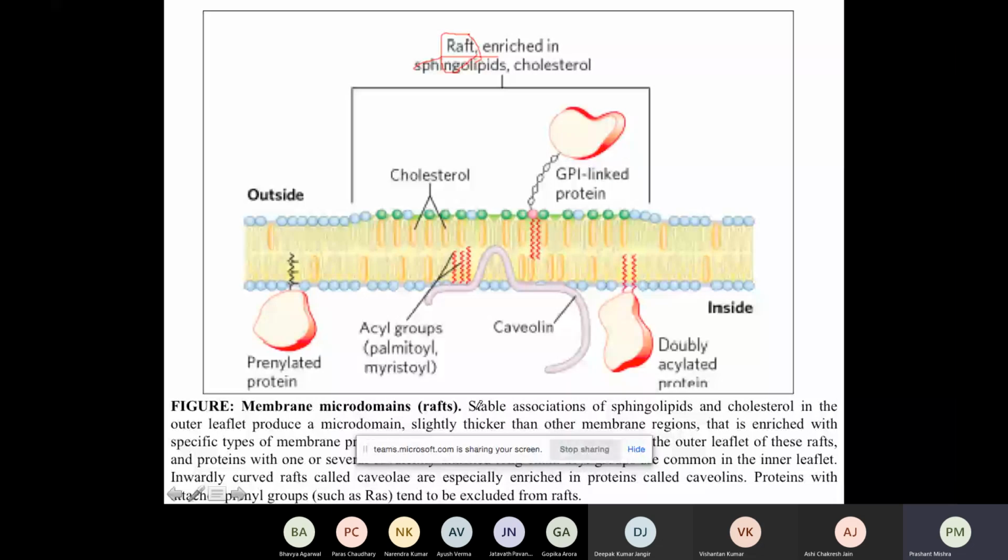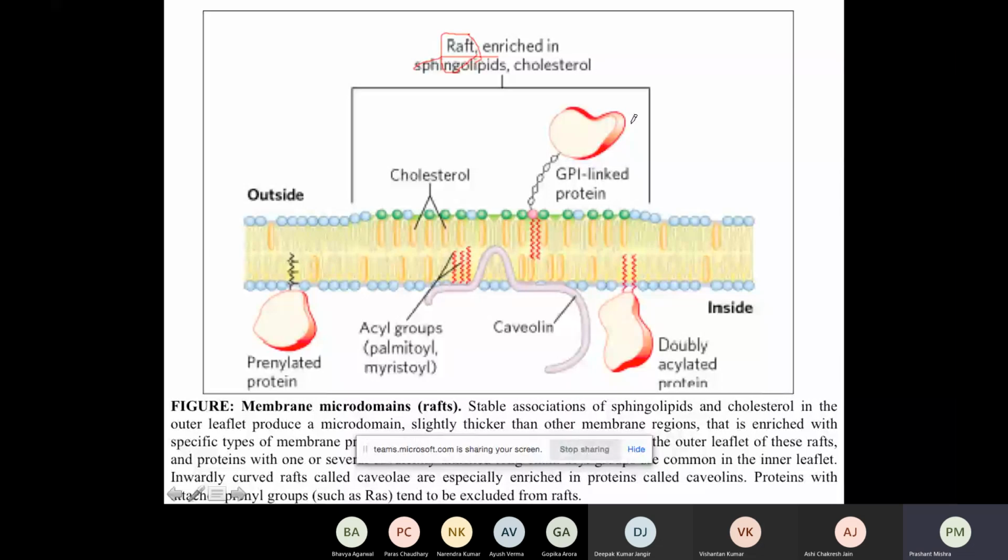Microdomain means a smaller area which is unique, which is not similar to the rest of the membrane. And here what you find is that, for example, here I have shown you cholesterol presence, and they will also have these rafts. They also have some specific proteins present. For example, on the outer side raft, you always have a kind of protein which is known as a GPI link. So what is the GPI?